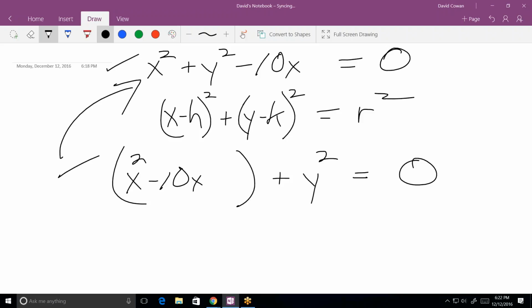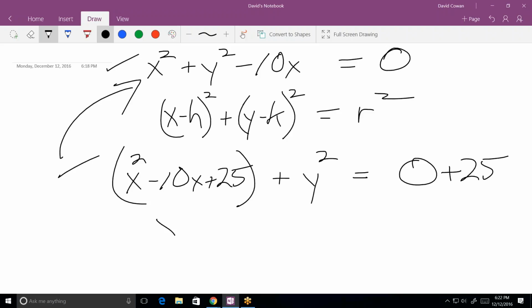And it is. Now, I don't need to complete the square in the y because there's no y term. So I know that the center of this circle is on the y-axis. It's not on the origin, but it's on the y-axis. So complete the square inside the parentheses. Plus 25. How do I balance that? Add 25 to the other side.